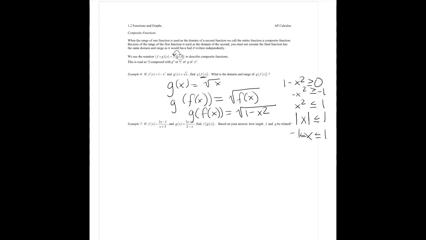Alright, so my next one isn't nearly as bad. I'm just going to switch colors for the fun of it, maybe. I like blue better anyway.